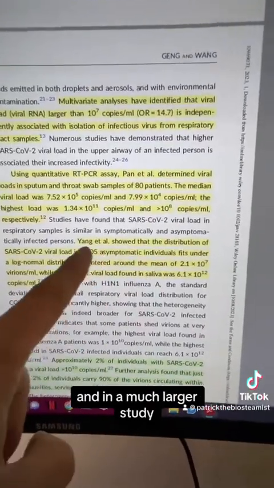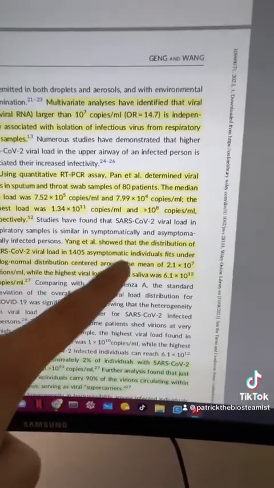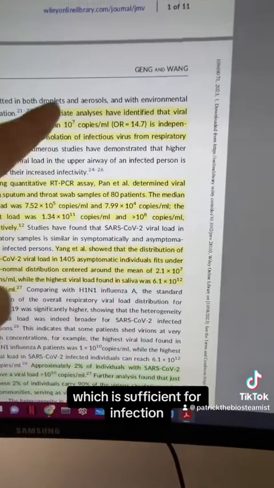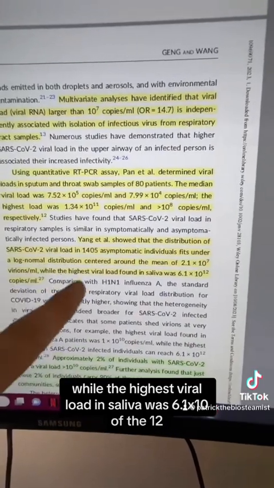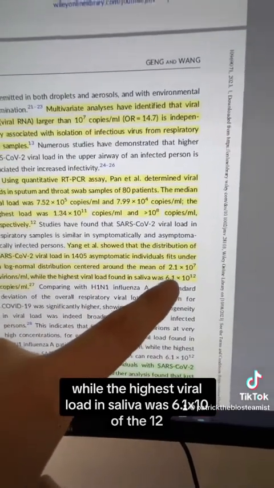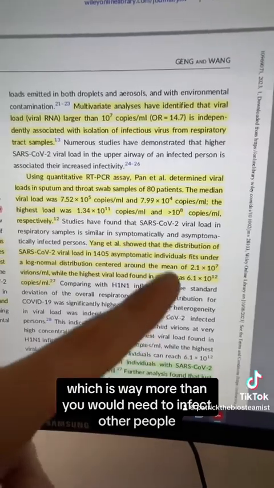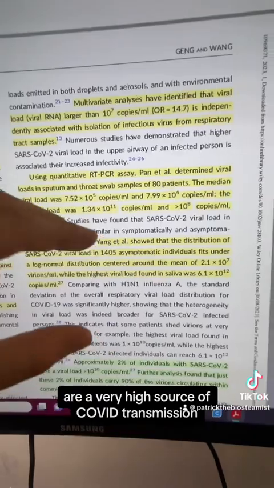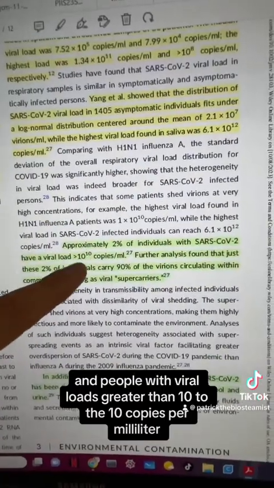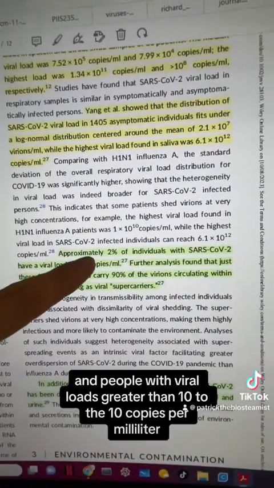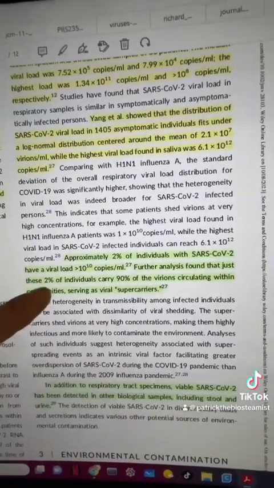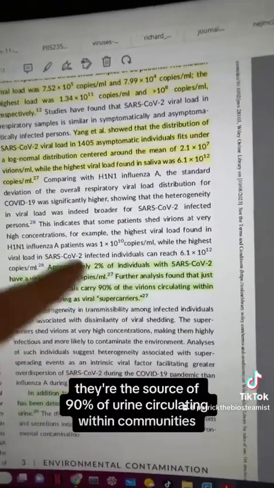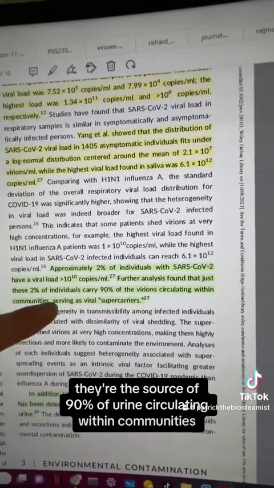And in a much larger study on asymptomatic individuals, the mean viral load was 2.1 times 10 to the 7, which is sufficient for infection, while the highest viral load in saliva was 6.1 times 10 to the 12, which is way more than you would need to infect other people. This demonstrates that asymptomatic individuals are a very high source of COVID transmission. And people with viral loads greater than 10 to the 10 copies per milliliter are super carriers. While only 2% of individuals carry this, they're the source of 90% of virions circulating within communities.